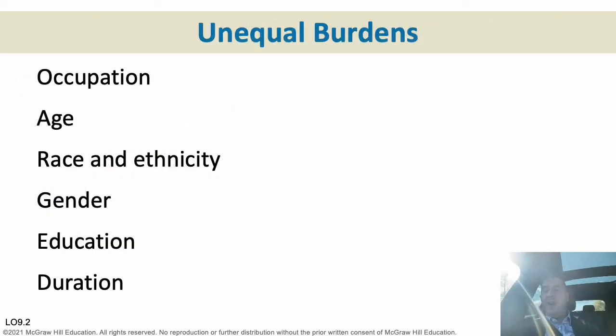Unequal burdens of the unemployment rate exist, so there are discrepancies between groups. One example would be teenagers, right? Teenagers have a high level of unemployment. Why do you think that is? Well, they have better stuff to do, right? They might be in the labor force, but not actively participating. It's also harder for a teenager to get a job.